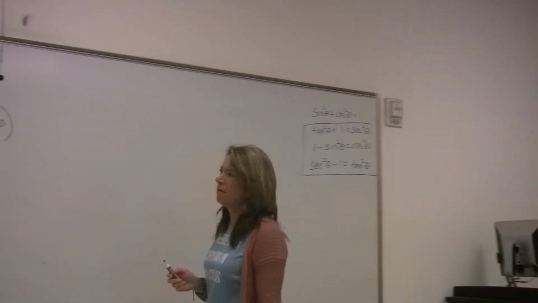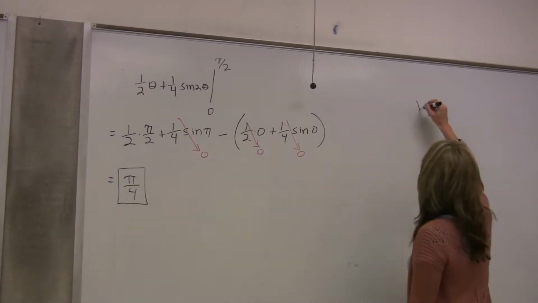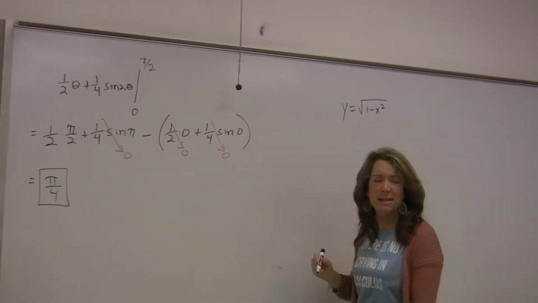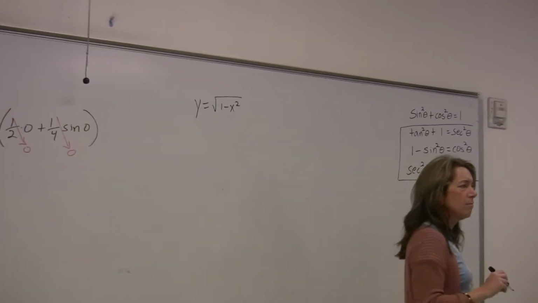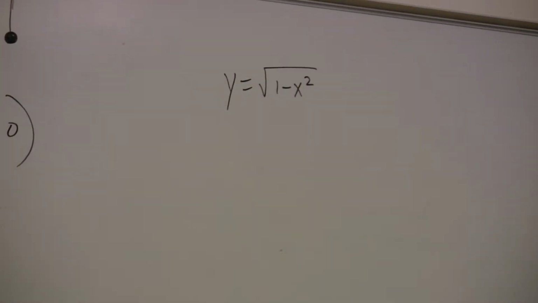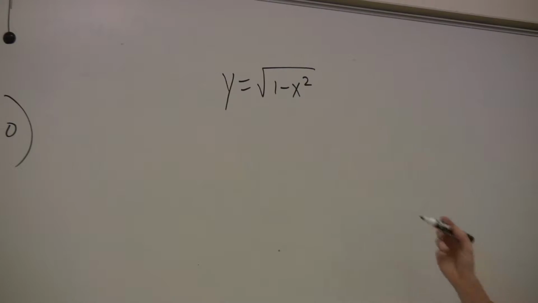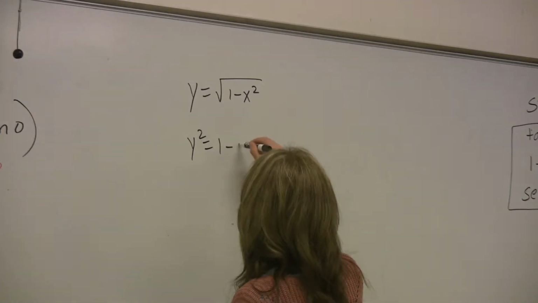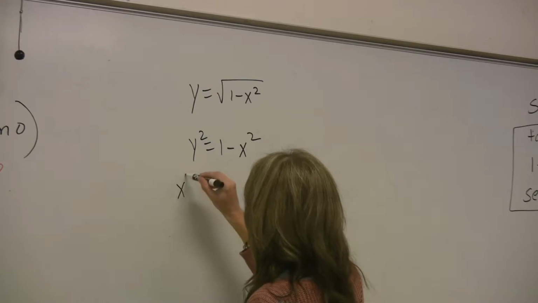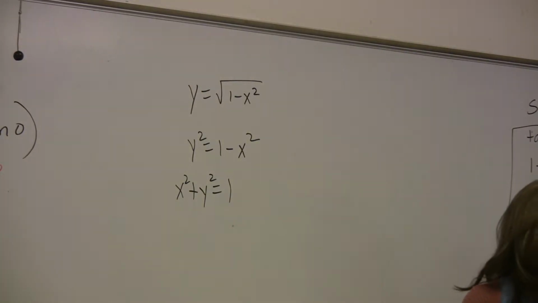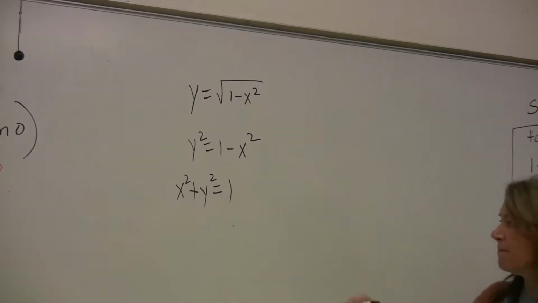Anybody recognize the original function? y equals the square root of 1 minus x squared. Anybody know what that is? Is it like a half circle? Yeah, a half circle, he says. If you square both sides, that's x squared plus y squared equals 1, which is the equation of a circle with radius 1.